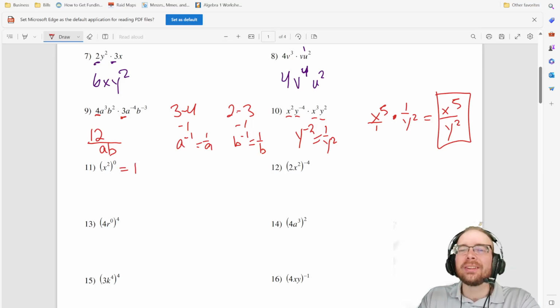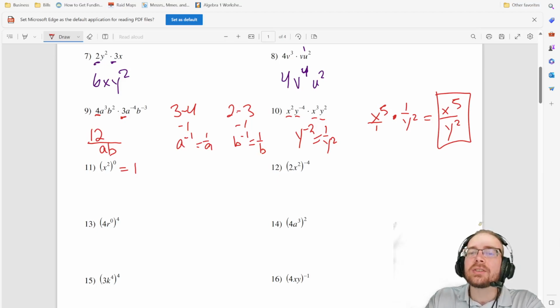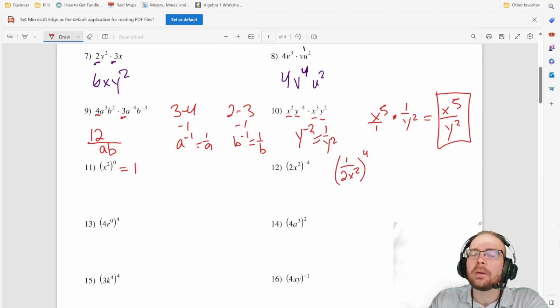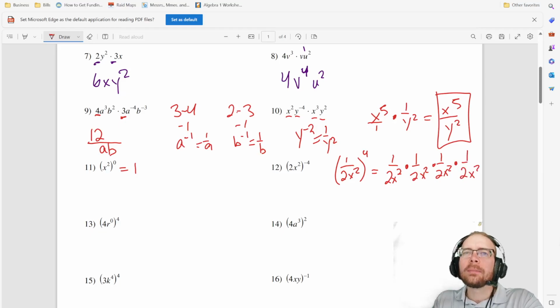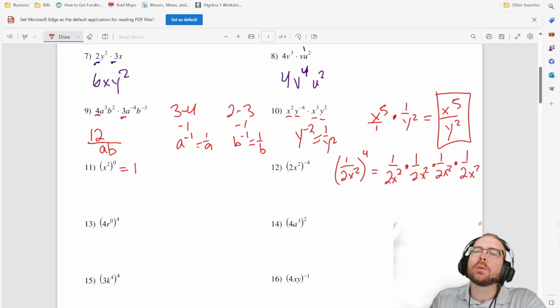Now, for 12, though, it's a little different because we can distribute. When you take something to a power, you're saying that it's getting times by that many times. The negative means I'm going to flip it. So it's going to be flipped. So it's 1 over (2x squared) to the 4th power. Well, what does it mean if I take something to the 4th power? If you take something to the 4th power, that means there's 4 of them, right? So there's that one, that one, that one, and that one. There's 4 of them. When something's to the 4th power, it gets times by itself so that there's 4 things that are the same thing being times up. So that's what that is.